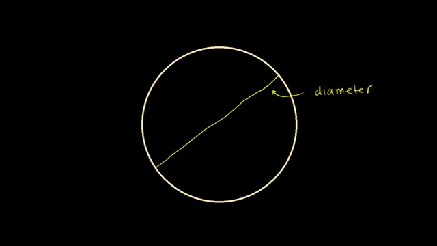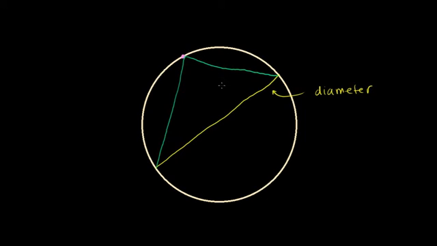the angle opposite that side, its vertex sits someplace on the circumference. So let's say the angle opposite of this diameter sits on that circumference. So the triangle looks like this. The triangle looks like that.